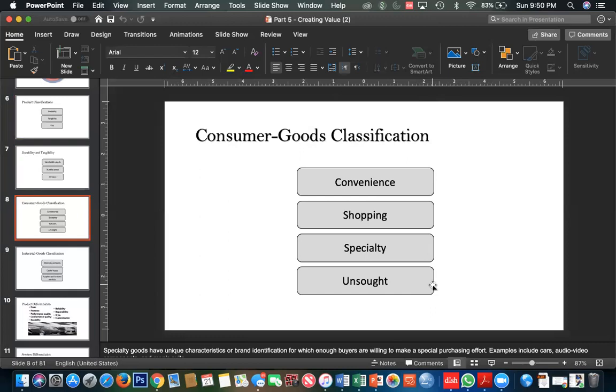Finally, the unsought products. Unsought products are something that we don't think about at all. Life insurance is a big unsought product. Most people don't even think that they need it, but eventually everybody needs it. And unless you're reached out to by someone, or unless somebody tells you, you don't think about it. And generally, you need to be more involved in an unsought product.